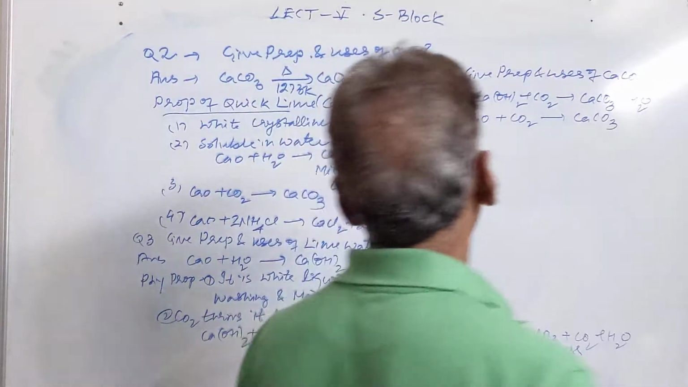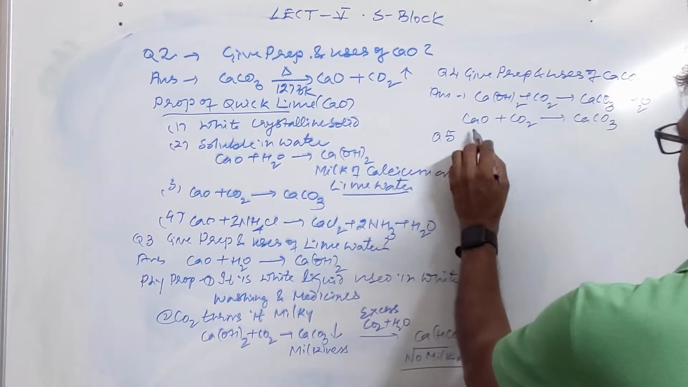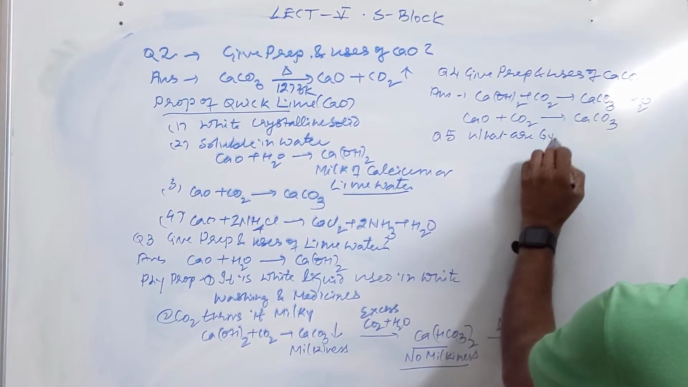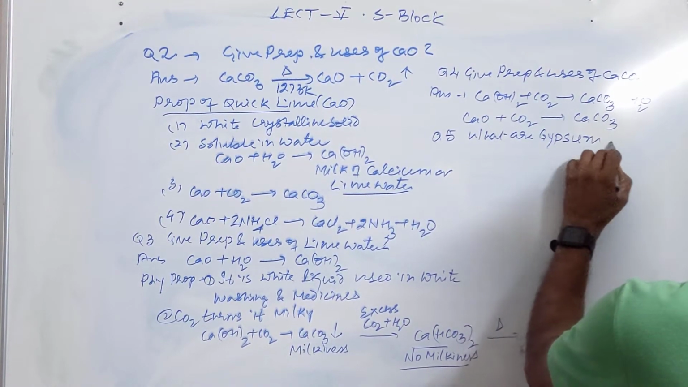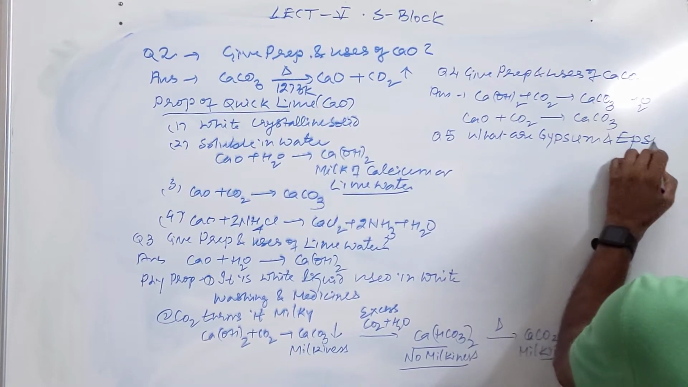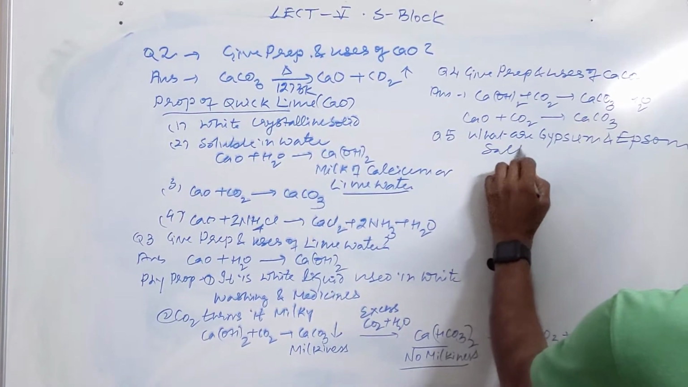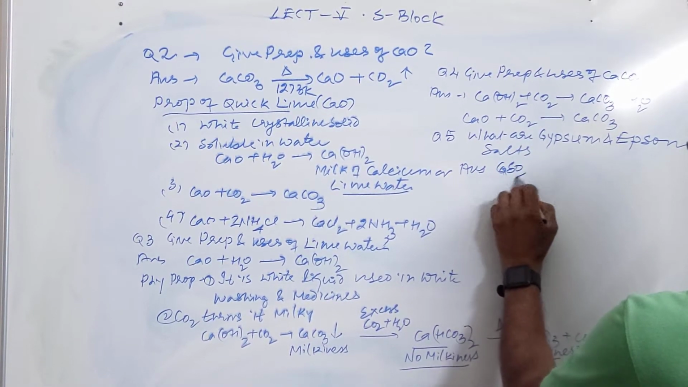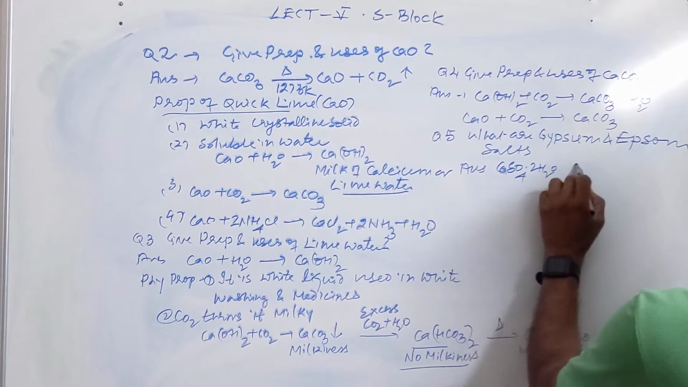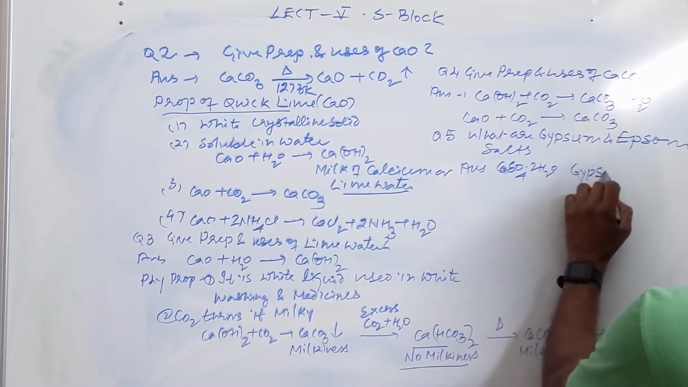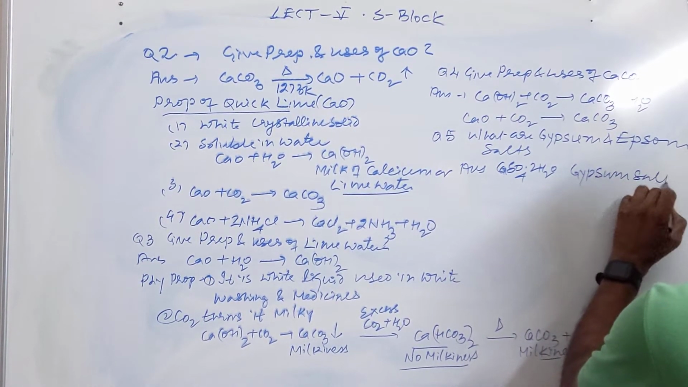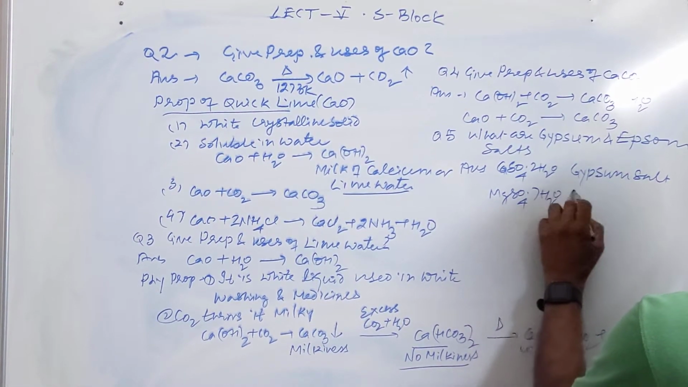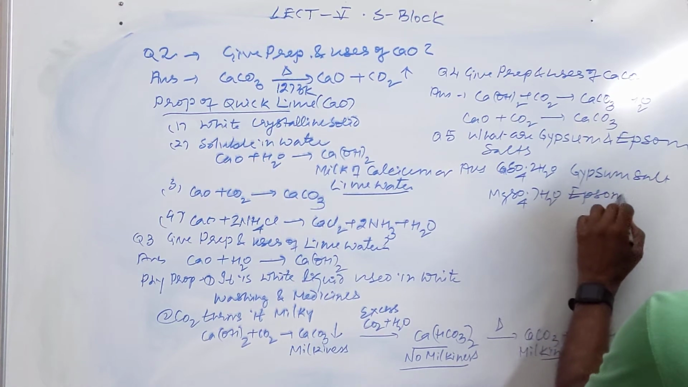Then we have the next compound. What are gypsum and Epsom salts? Gypsum is CaSO4·2H2O. This is called gypsum salt. And MgSO4·7H2O is called Epsom salt.